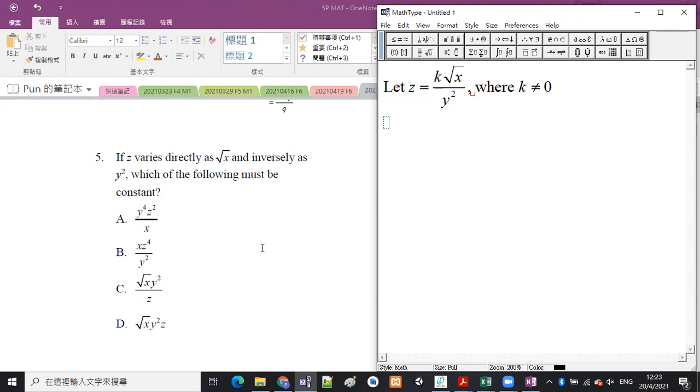Okay, so that's like this. Multiply the y squared to the left. y squared z is equal to k times square root x. And then I want k to be the subject, so I need to divide the square root x to the left. So that is y squared z over root x is equal to k. k is a constant. Okay, so now this fraction is a constant. But do we have this expression in our options?